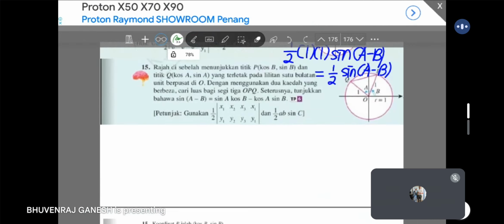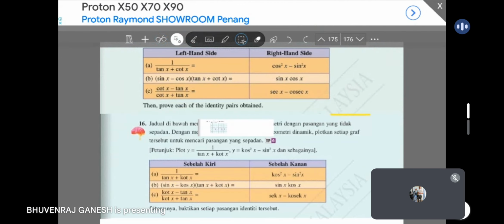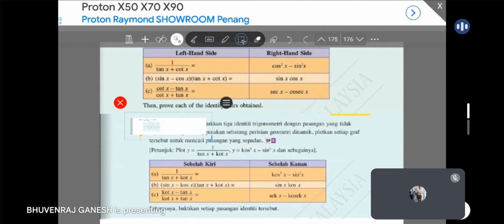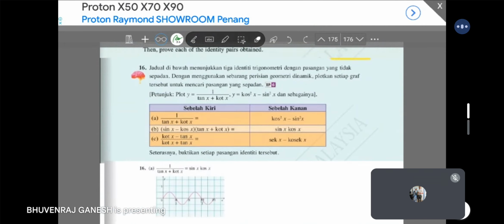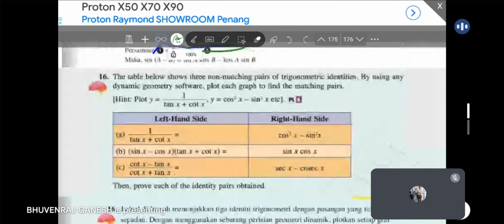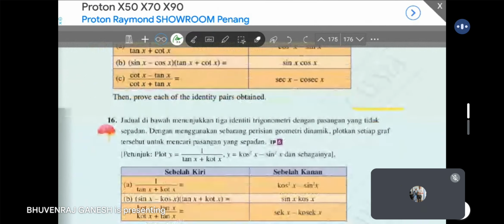Alright, so this is for question 15. Soalan ke-15. Alright, so now we come to the last question. Soalan terakhir. Okay, so for this question, they are basically asking you to draw graphs and prove the identity. Okay, kamu kena buktikan dan lukis graph. Okay, so this one here, we don't care about the software lah guys. Kita tak lihat perisian. We just see the concept, how to draw the graph. Alright.